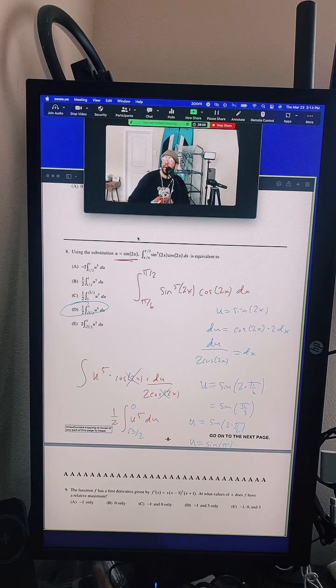So will the bounds change? Yes. It looks like I'm reading that a little too late, but yes, they will change. Okay. Going on to the next one.